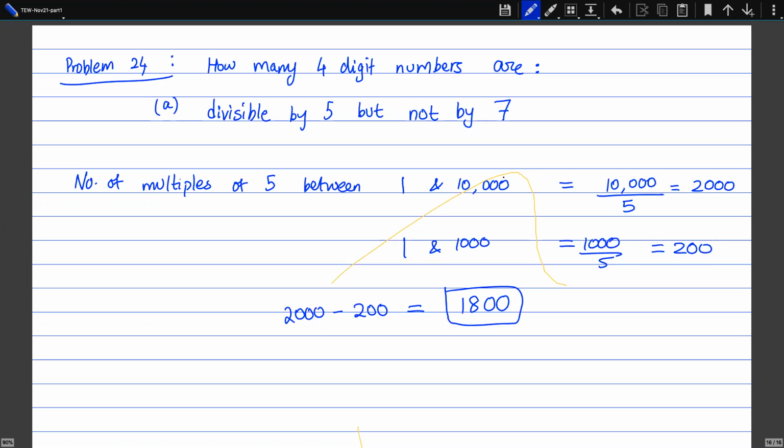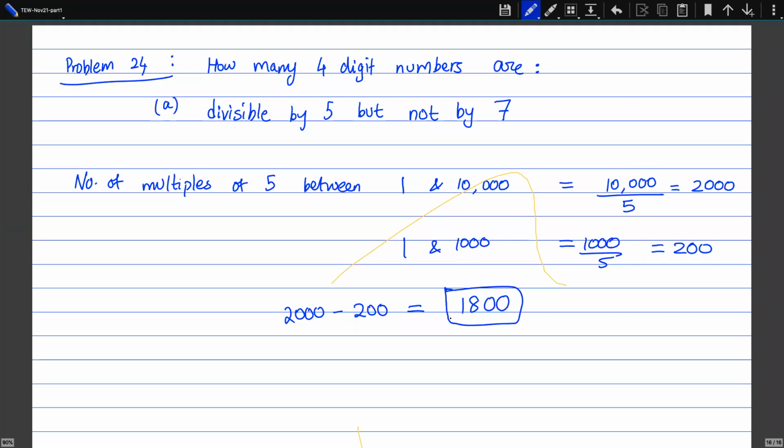Note that in this way of doing it, I'm including the multiple 10,000 instead of the multiple 1000, but finally it works out as the same answer. Is everyone okay with this? There are 1,800 multiples of 5. Now, similarly, you have to find the number of multiples of 7. But the question doesn't ask that. It says how many multiples of 5 are there which are not multiples of 7. So how do we do that?